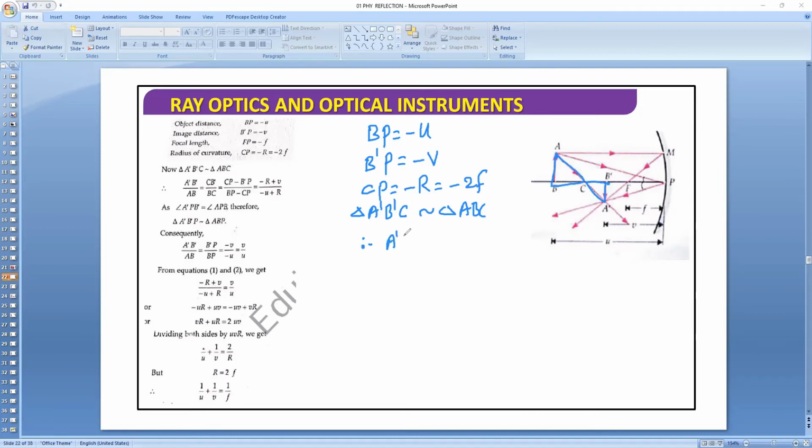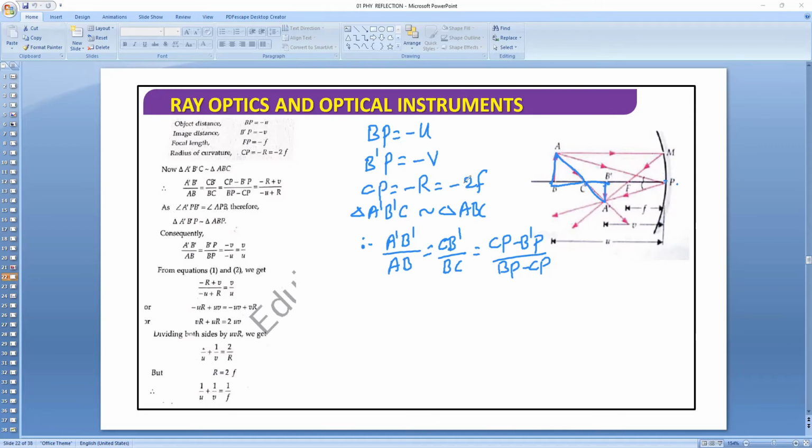Therefore, A'B'/AB = CB'/BC = (CP − B'P)/(BP − CP). I'll tell you how it is. CB' in the sense of the total length is CP minus B'P, so we can get CB'. Coming to BC: BP minus CP.